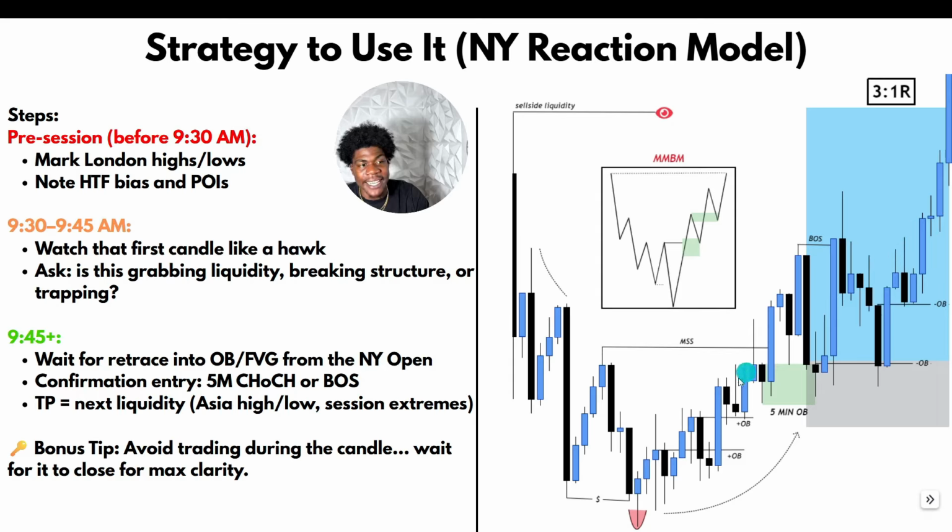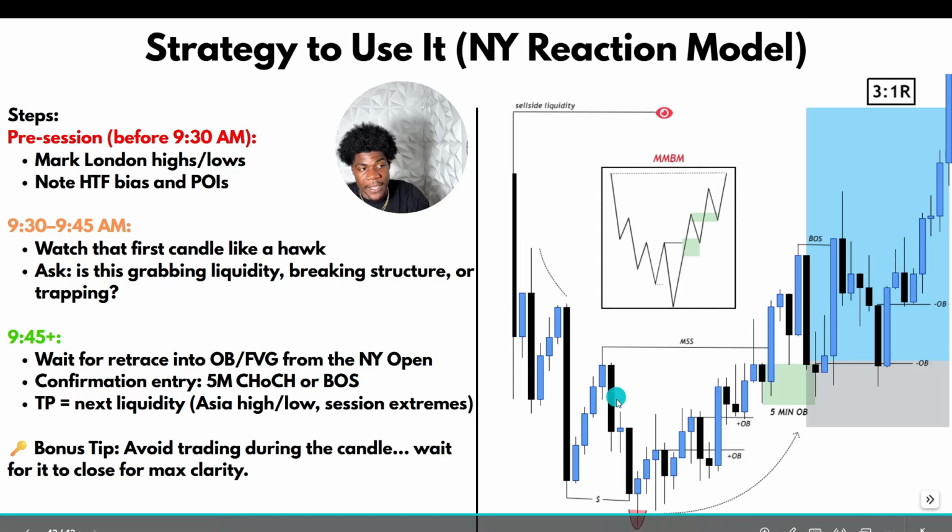But you can see that even before, after that 9:30 open right here, we still waited, right?